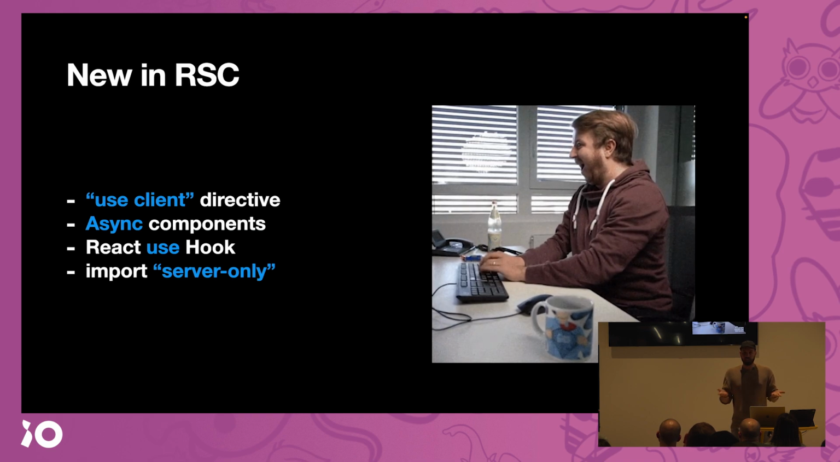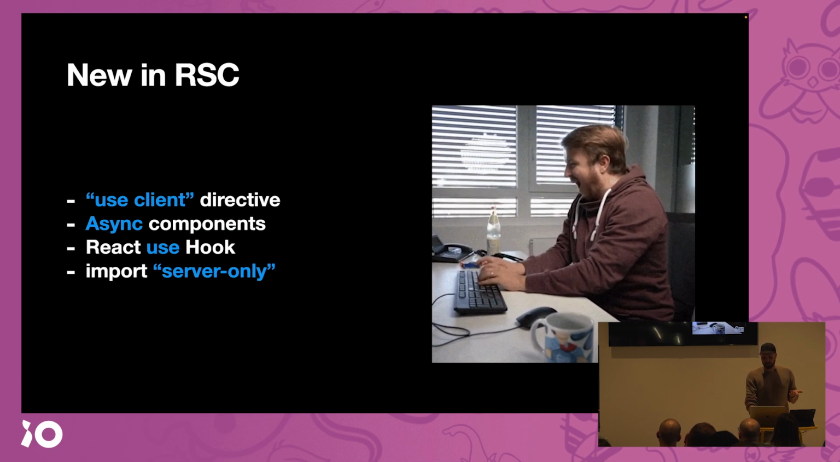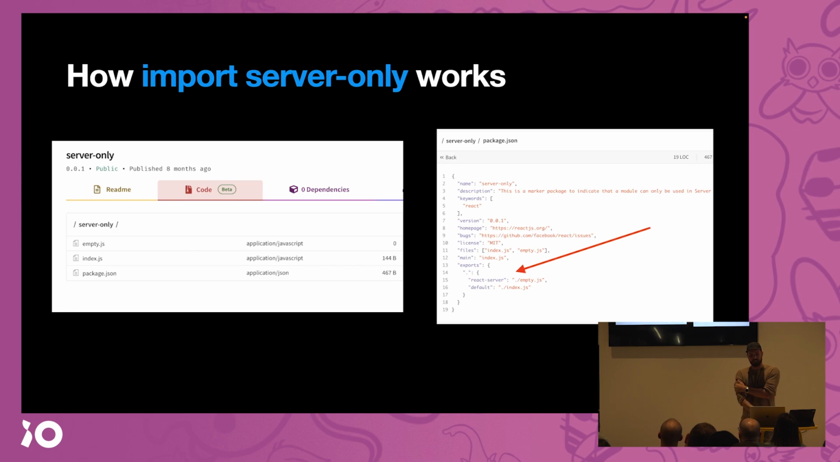And it's a package, because we are using import. And if we take a look at this package, it's a simple one. It has only 3 files: one empty, one index, and one package.json. And empty is empty. It's really empty. You can see it's 0. So if we use it on our server, it's going to do nothing. But if we use it on our client, it's going to give us an error.